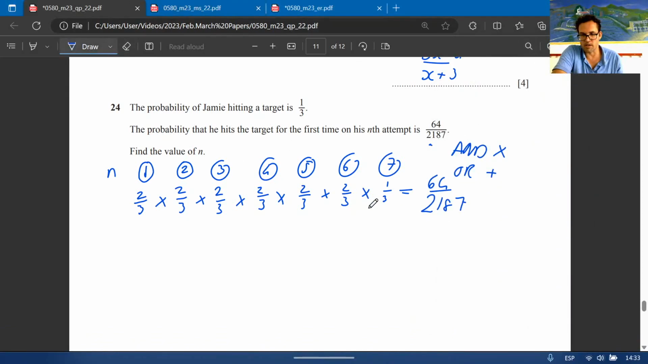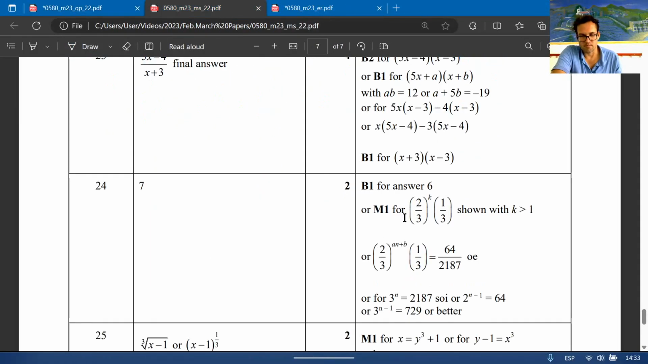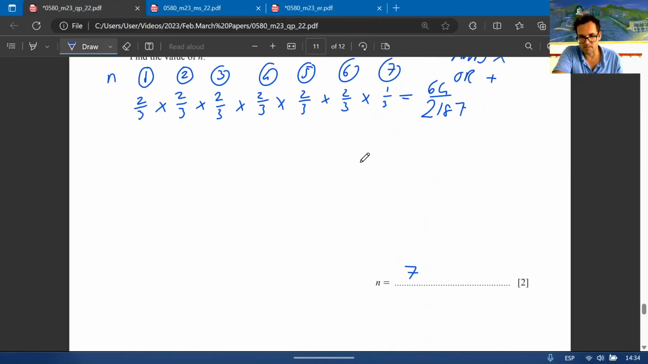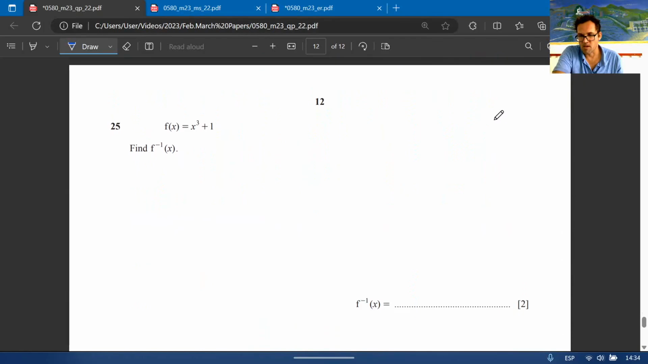So the answer here, 7. You see that? That K, where K is a 6. B1 for 6. So 6 misses, and the 7th one is a hit. So the answer is 7. So 2/3 to the power of 6. You get it. That's it. Okay. Yeah, that was the hardest on the paper apparently.